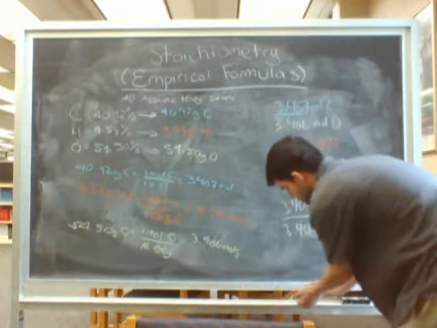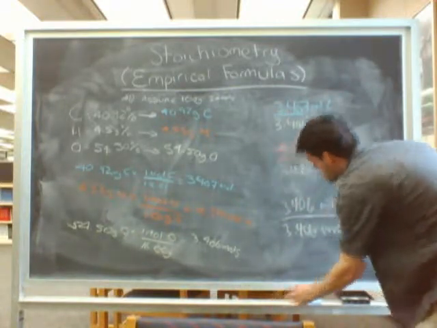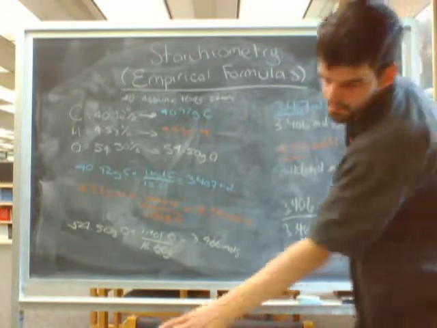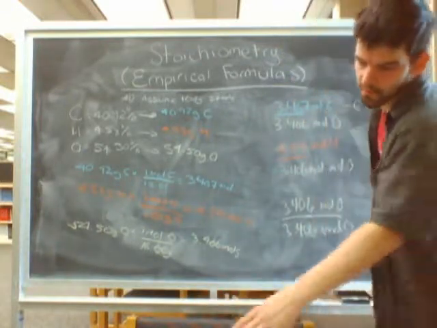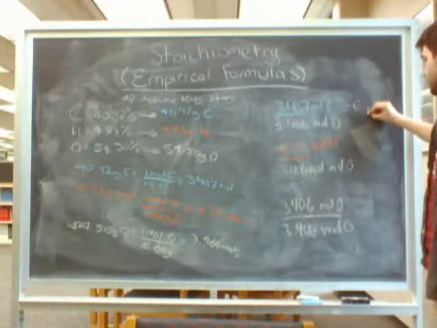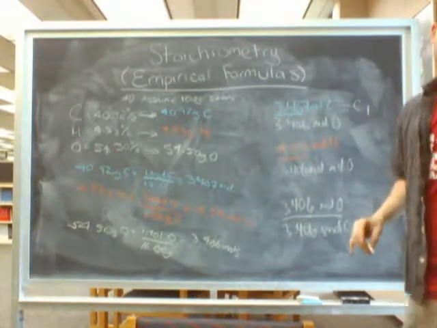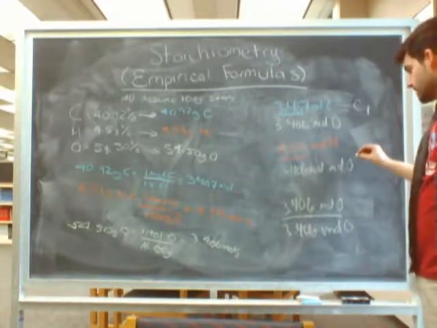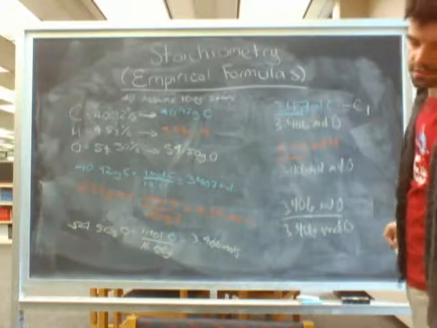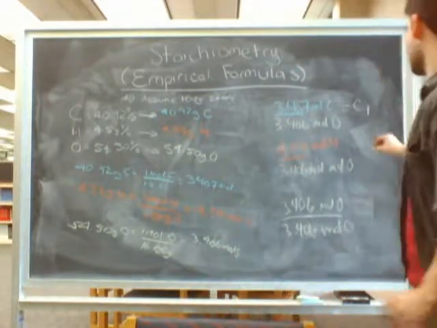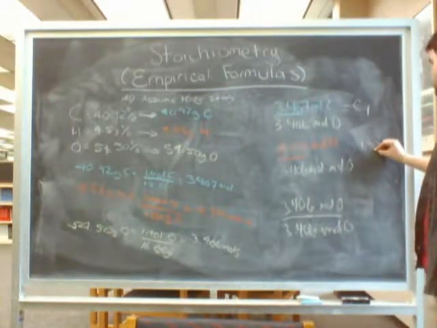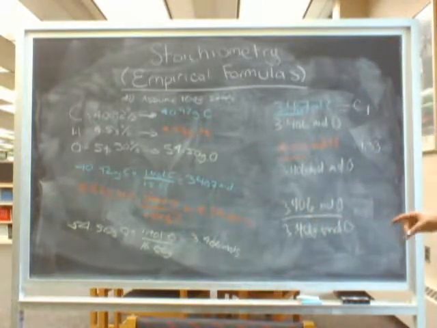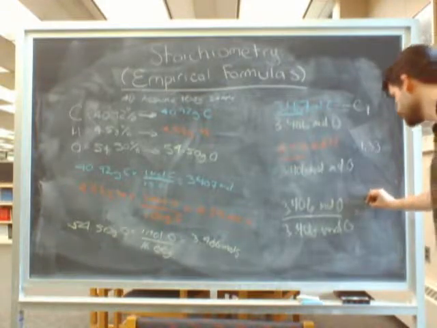Okay, so when we do this, we get that C is equal to about 1. And remember, if it rounds to whole numbers, that's a good thing. Then we get 4.54 divided by 3.406, which is about 1.33. And last but not least, we get 3.406 moles of oxygen over itself, which is 1.